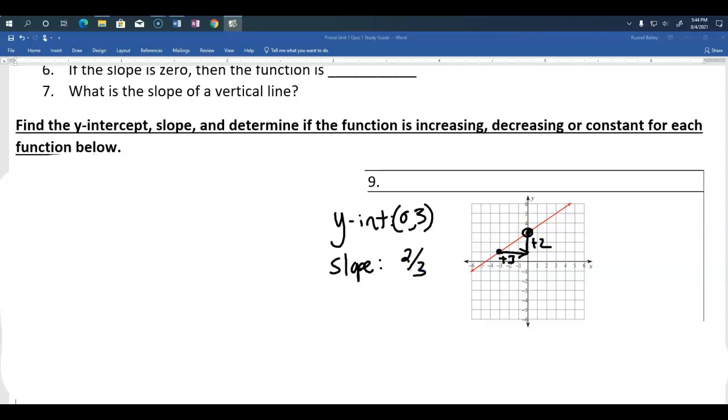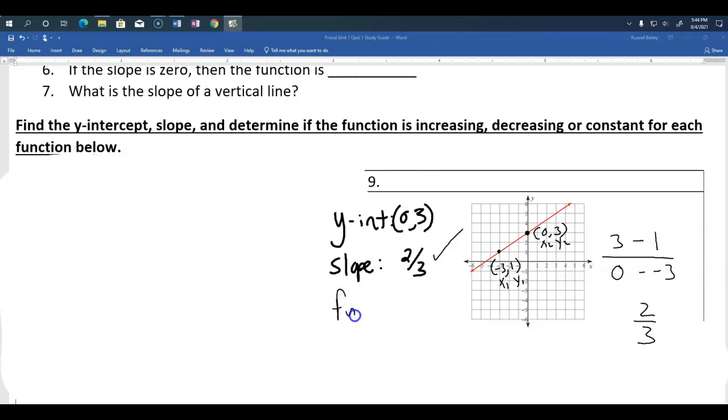The alternative way to approach that would be with the slope formula, which would require us to first give the coordinates of 2 points. In this case, that one is (0, 3), and this one is (-3, 1). Then we label them as x1, y1, x2, y2, and plug them into the slope formula, y2 minus y1 over x2 minus x1. And we end up with 2/3, which is the same thing we got by doing it graphically. So it doesn't matter what approach you use.